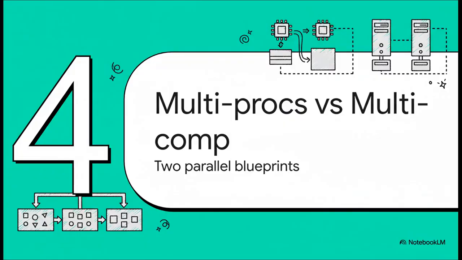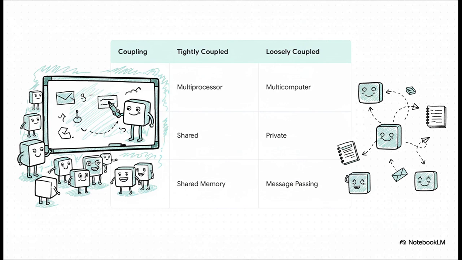Okay, so we've got these cool techniques like pipelining to speed things up. Now let's zoom out a bit and look at the 2 major high-level designs for building parallel machines that use these techniques. We're talking about multiprocessors and multicomputers. This slide just lays out the core difference beautifully.